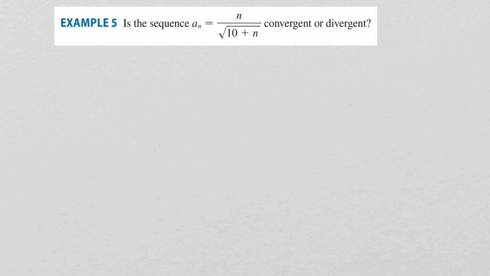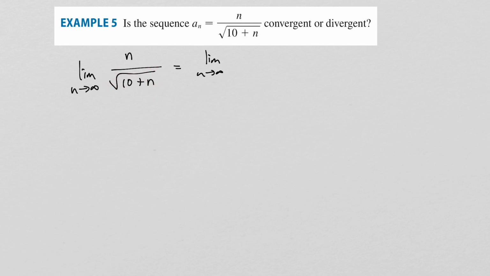So in the next one here, is the sequence convergent or divergent? Again, we can use similar techniques. So I can say we have the limit as n goes to infinity of n divided by the square root of 10 plus n. Now we can apply the same technique. We can divide the top and bottom by the highest power of n. Now, the highest power of n down here is not n to the 1. It's the square root of n.